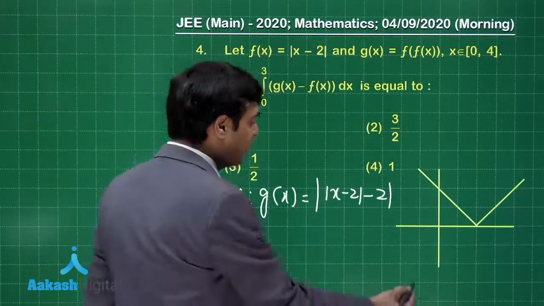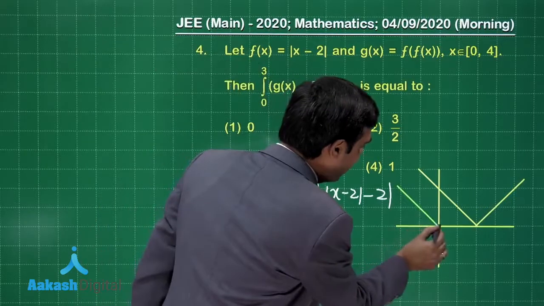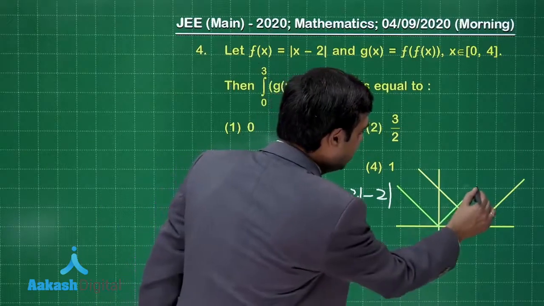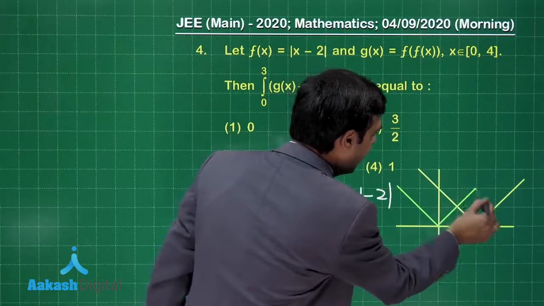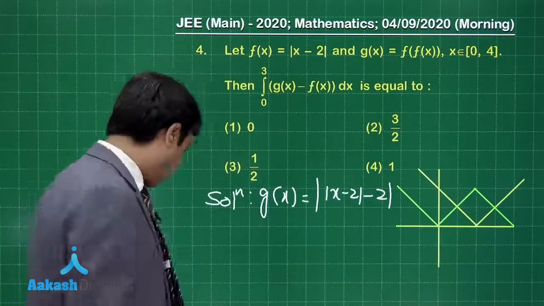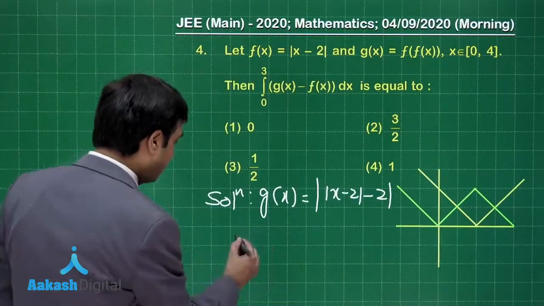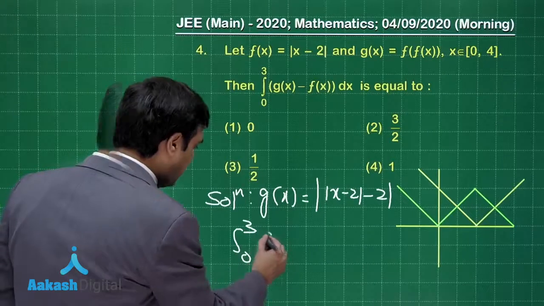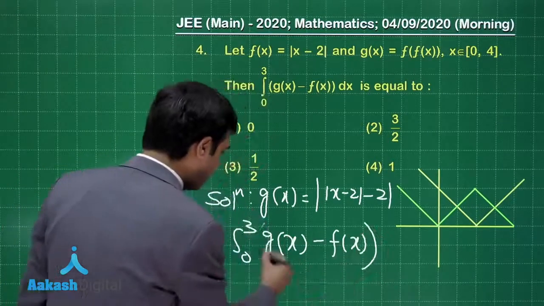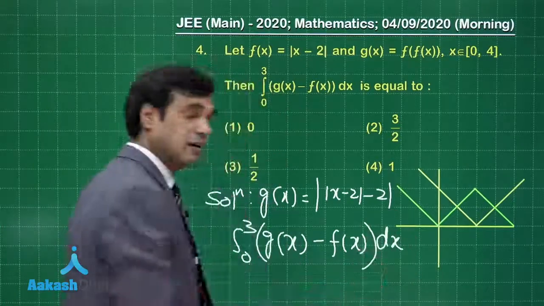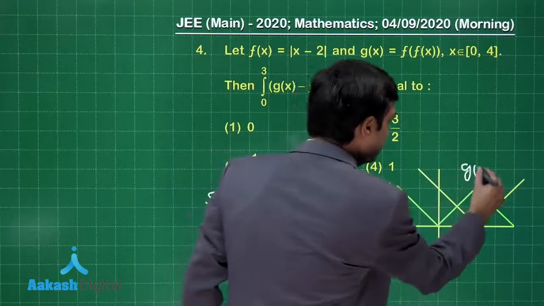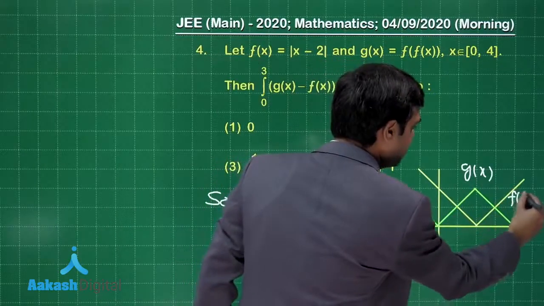So what is going to happen in this case? It is being traced like this here. Then it goes in this fashion. Again it goes like this. I'm sure this is clear. All right. So starting the required result, that is integral 0 to 3 of g(x) minus f(x) dx. When you integrate the function g(x), this function is g(x) and this function is f(x).